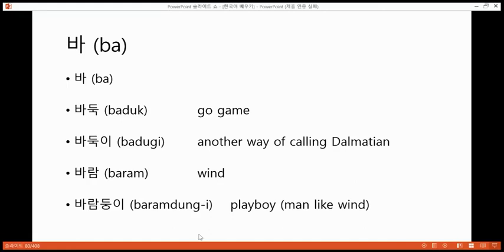So 바람둥이. This is very interesting. 바람둥이 is a playboy. I put a man like wind. You know, wind is blowing from anywhere and going anywhere. So 바람둥이 goes to any girl or any woman. In the Philippines, they call him paro-paro. Paro-paro is a butterfly. Or Casanova, something like that. But in Korean, we call it 바람둥이. So a man who is like a wind, who goes to any person.